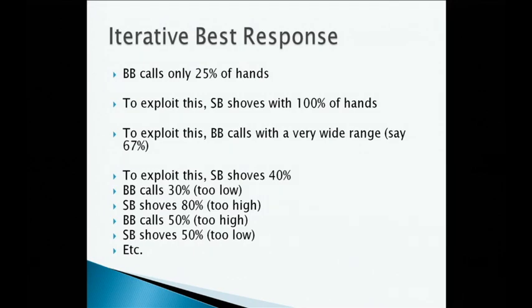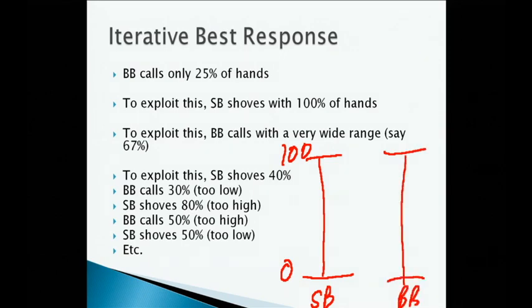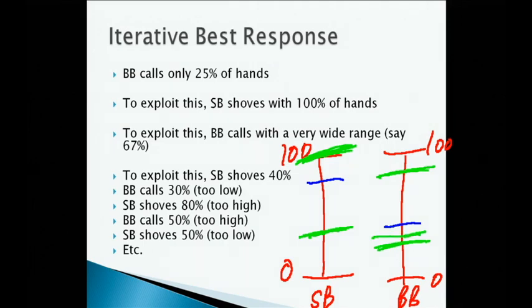Let me draw a diagram of how it's going to work. You can see 0, 100, small blind. Let me put some markers. It starts out with the big blind calling 25%, which is here. Then the small blind, to exploit this, shoves 100%. Then the big blind goes to call 67%. And then the small blind will respond by shoving 40%. These numbers are approximate. Then the small blind will shove too little, and the big blind will call too little, and then it'll go here, and then here, and then here, and then here.